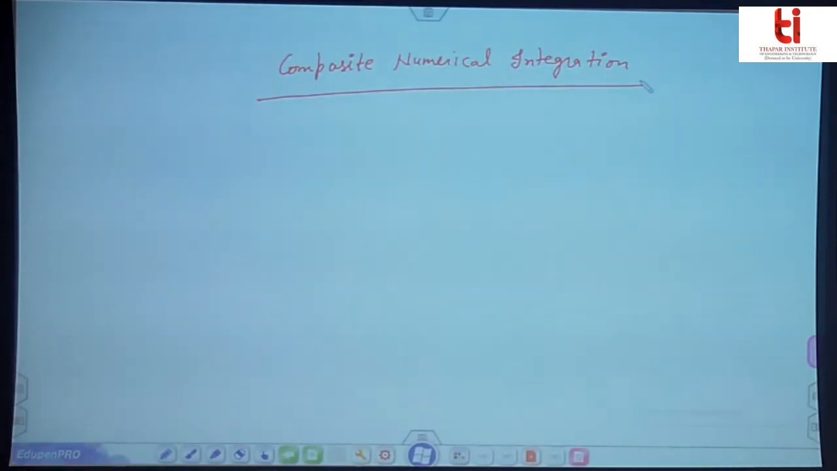We have taken the interval a to b as one subinterval in the trapezoidal rule, and in Simpson 1/3 rule we have divided the interval into 2 parts, x0 to x1, then x1 to x2. Then we saw that the Simpson 1/3 rule gives a better result than the trapezoidal rule. So now we are using the technique of dividing the interval into smaller intervals so that we can get better accuracy. How can we do that?